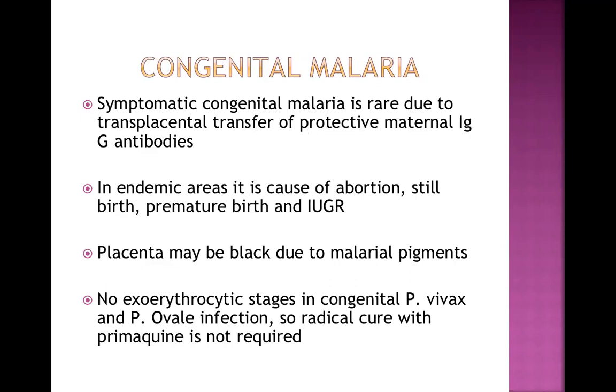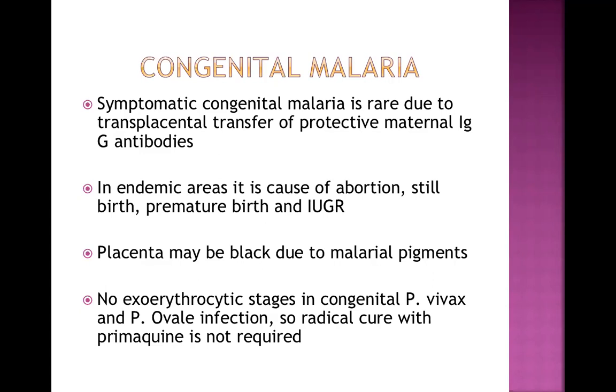Now, what is congenital malaria? We have listed congenital malaria as one of the clinical manifestations of malaria. Now, the name itself suggests congenital malaria is malaria present at the time of birth, and of course, this malaria comes from the mother. The symptomatic congenital malaria is quite rare due to transplacental transfer of protective maternal IgG antibody. So it's not that common as other manifestations of malaria because of maternal IgG antibody. In endemic areas, it is a cause of abortion, stillbirth, premature birth, as well as IUGR.